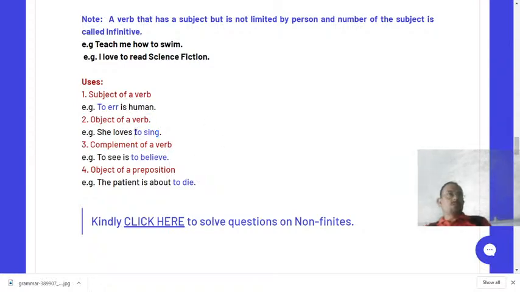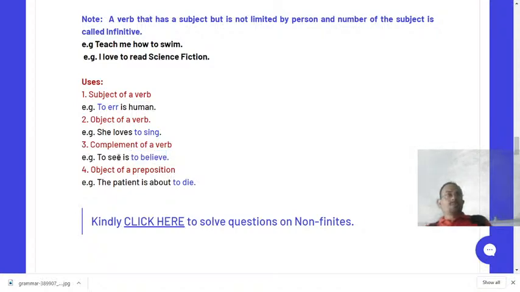Sometimes the infinitive is also used as the object of a verb. And complement of a verb, as I told you, the complement means the be verbs. Whenever a word goes after the be verb, that particular word will be called complement. But whenever a word goes after the main or action verb, that word will be called the object of a verb. Otherwise it's called complement.